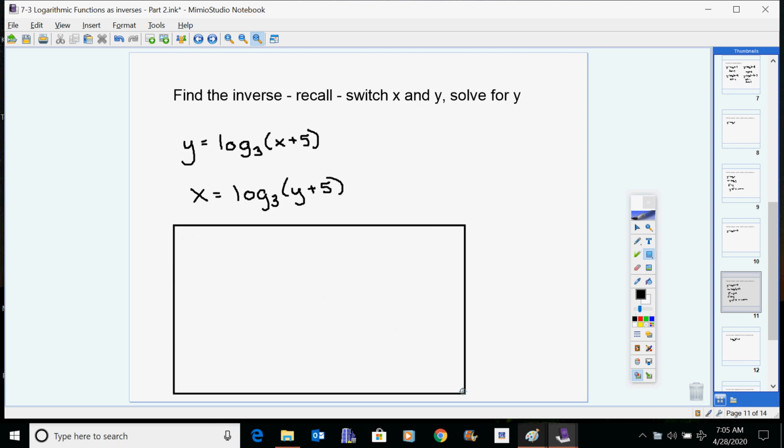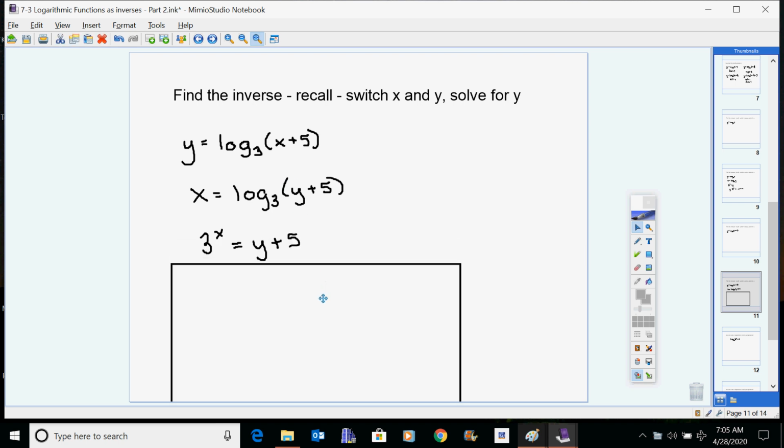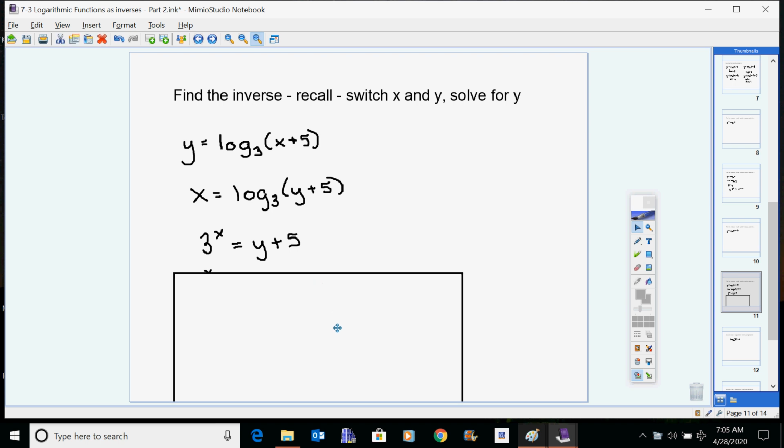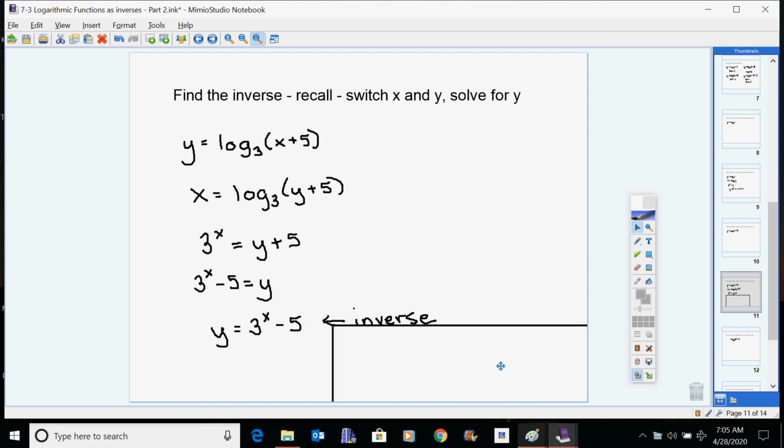Because once we've switched, here's your y, switched to an x, and here's your x, switched to a y. You have a base of 3, so 3 to the x power equals this. Then it's just a matter of subtracting the 5. And when you've subtracted the 5, you have y equals 3 to the x minus 5, and that's your inverse.